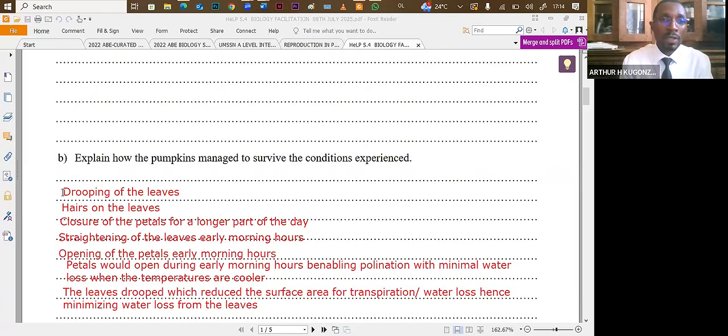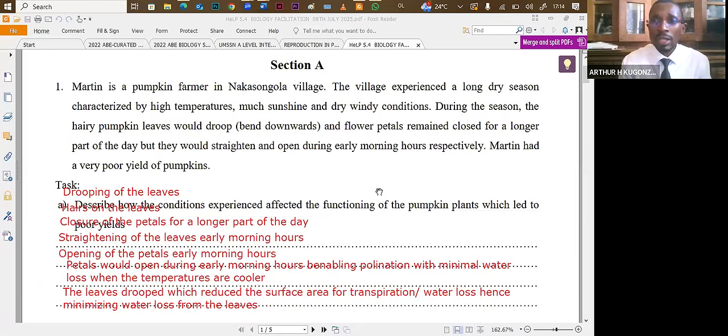So the most important thing to take note of is that when you are interpreting or extracting responses, you get all the responses from the scenario. I'll give you an example here. We know that some plants survive dry conditions by shedding of leaves. So if a student said that the pumpkins survive the conditions by shedding their leaves, we shall go back to the scenario and ask ourselves, wait a minute, in this scenario, where is it shown that these pumpkin plants actually shed off their leaves?